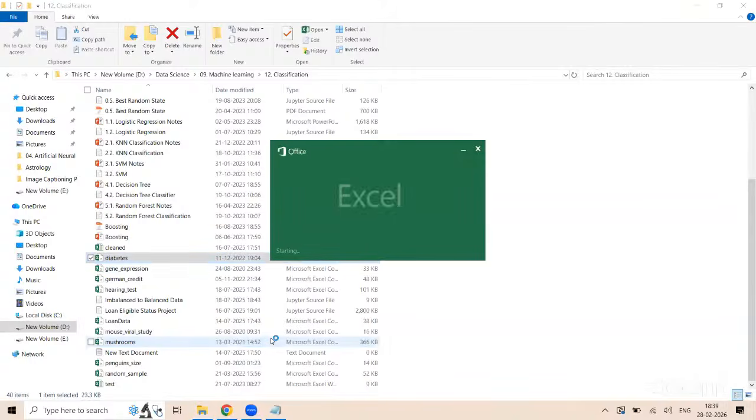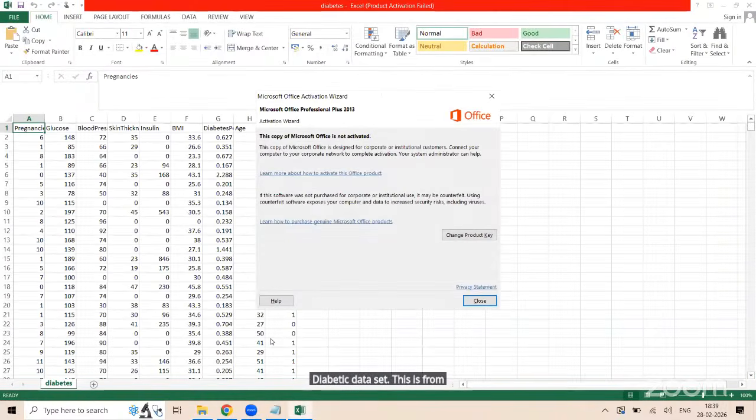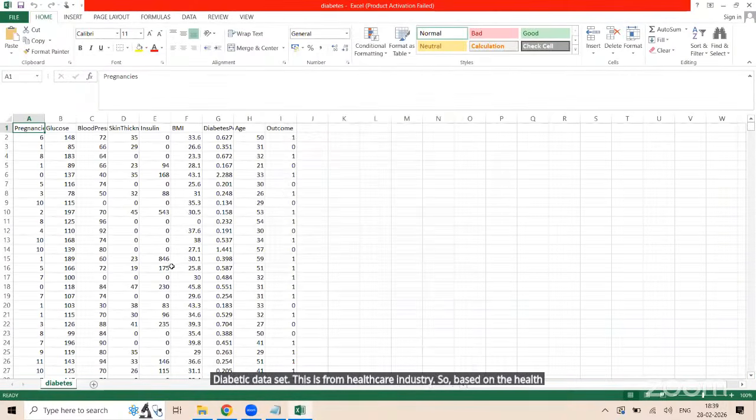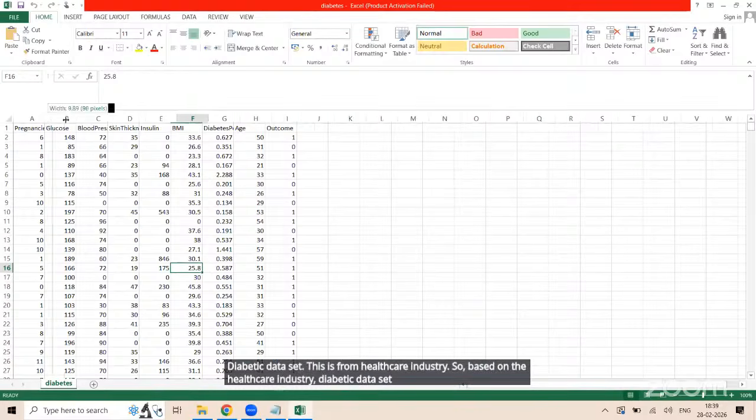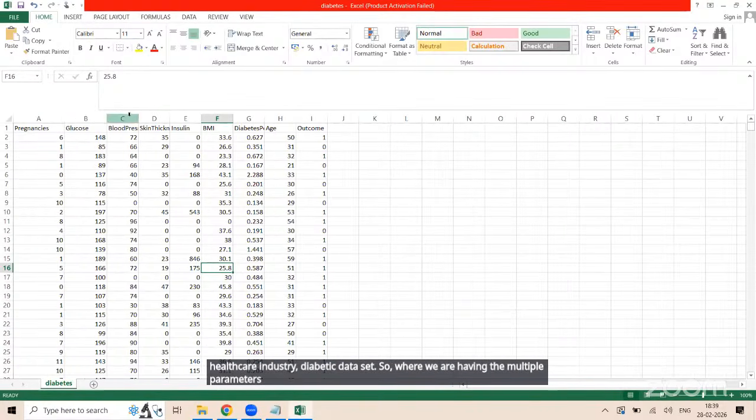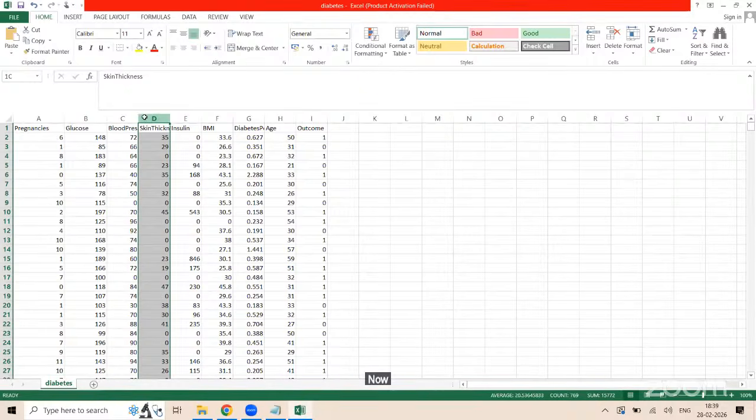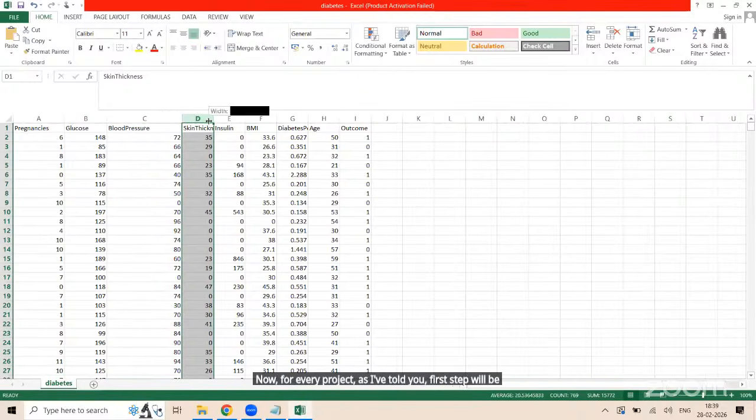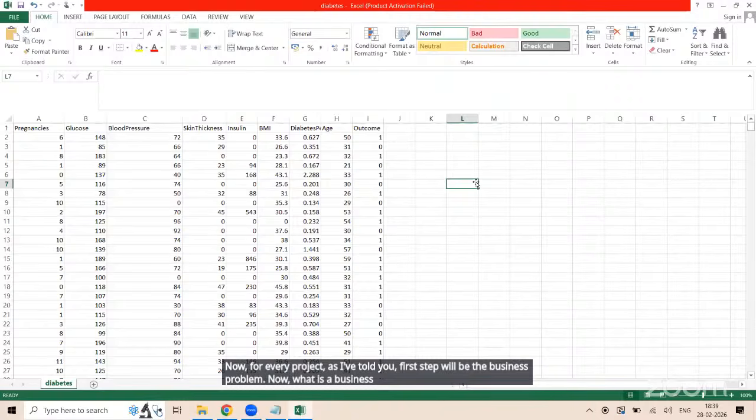Diabetic data set. This is from the healthcare industry. So based on the healthcare industry, diabetic data set, where we are having multiple parameters like this. Now for every project, as I've told you, the first step will be the business problem. Now what is the business problem for this particular project?